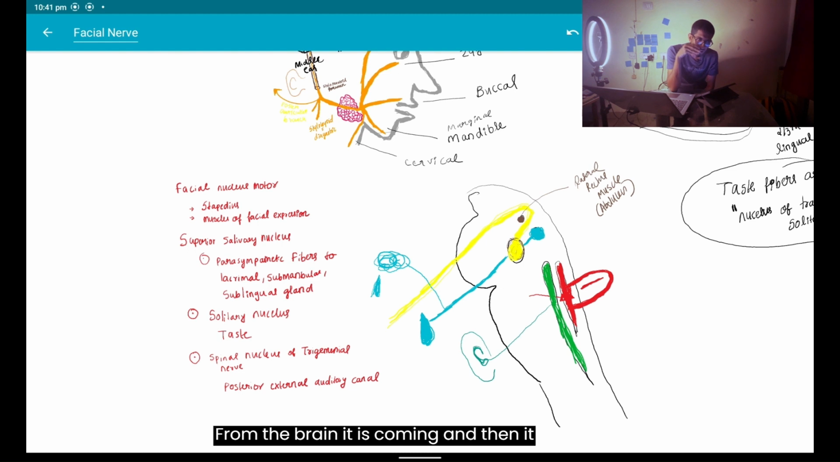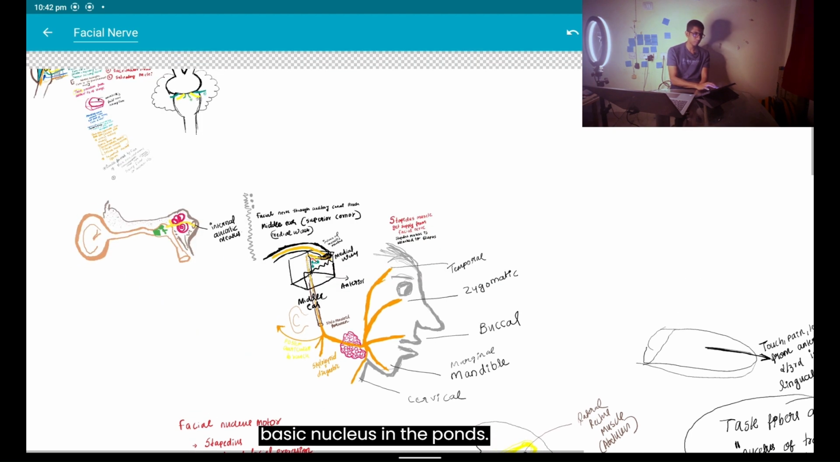From the brain it is coming, and then it exits out of the pons, right? But in the pons, there are different nuclei for the facial nerve. Why? Because there are different functions for the facial nerve, not just facial muscle movement, right? So facial movement is from the facial motor nuclei. Crying is parasympathetic, autonomic. It is from the superior salivary nucleus, for the lacrimal, submandibular and sublingual glands. Then we have the tongue, that is the nucleus solitarius in the pons, for 2/3 of the tongue sensation. Then last, in the posterior part, the spinal nucleus of the trigeminal nerve, that is the posterior sensation. So these are the basic nuclei in the pons.